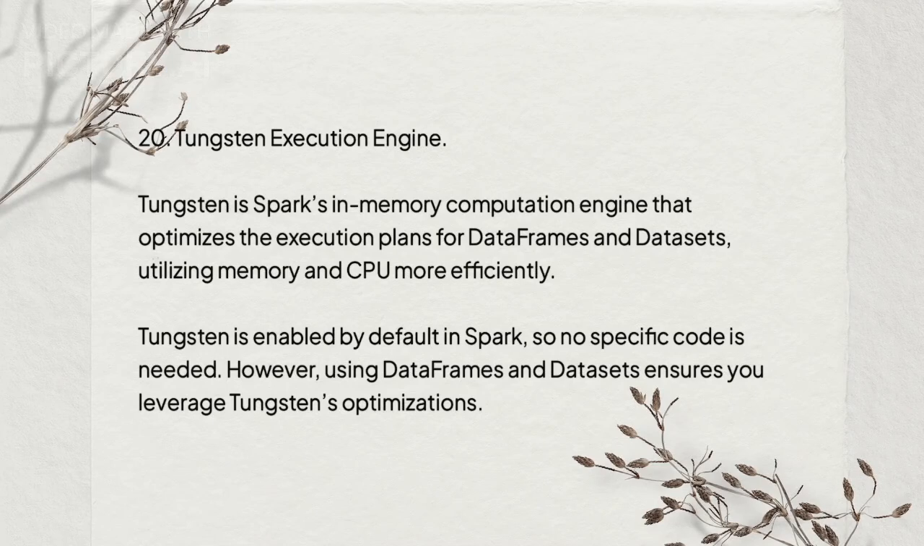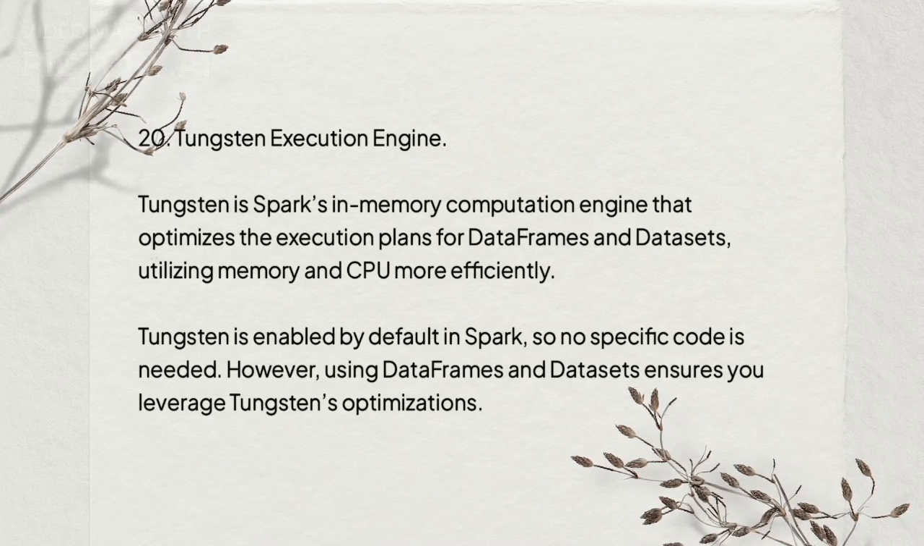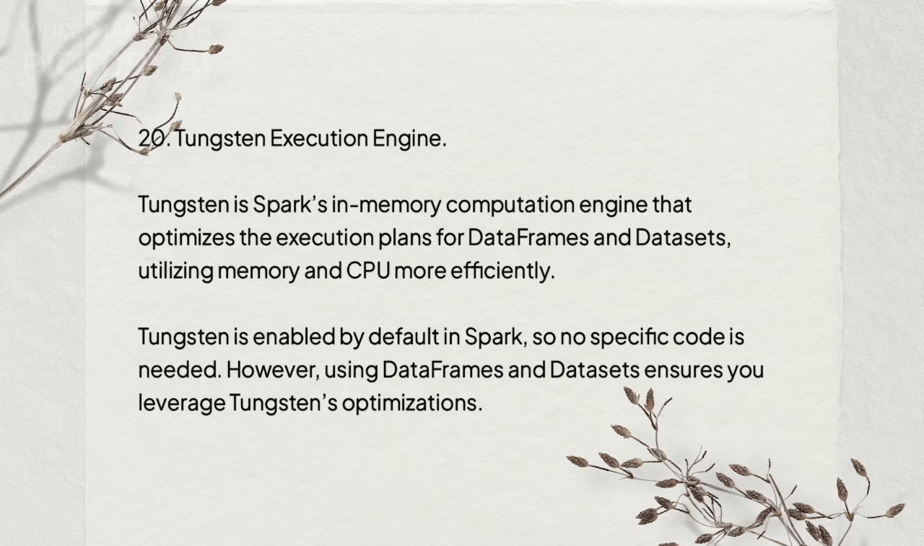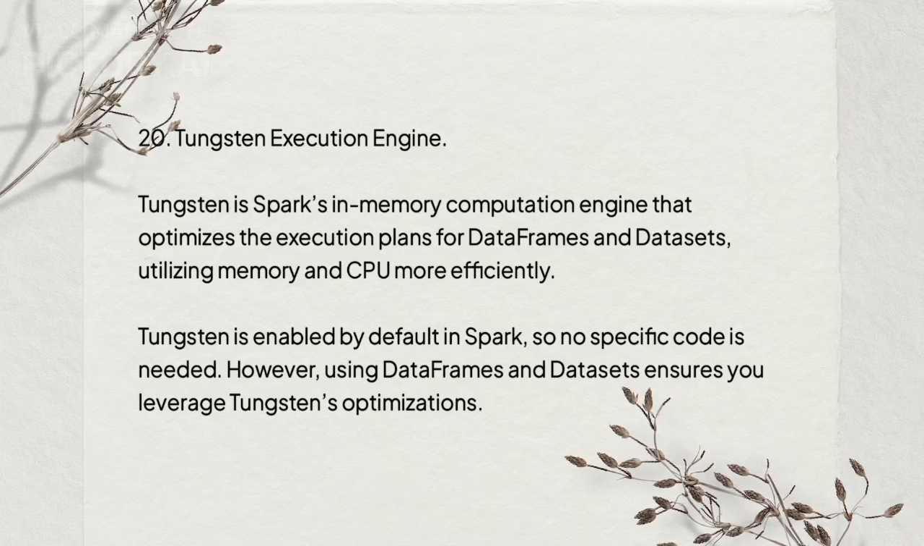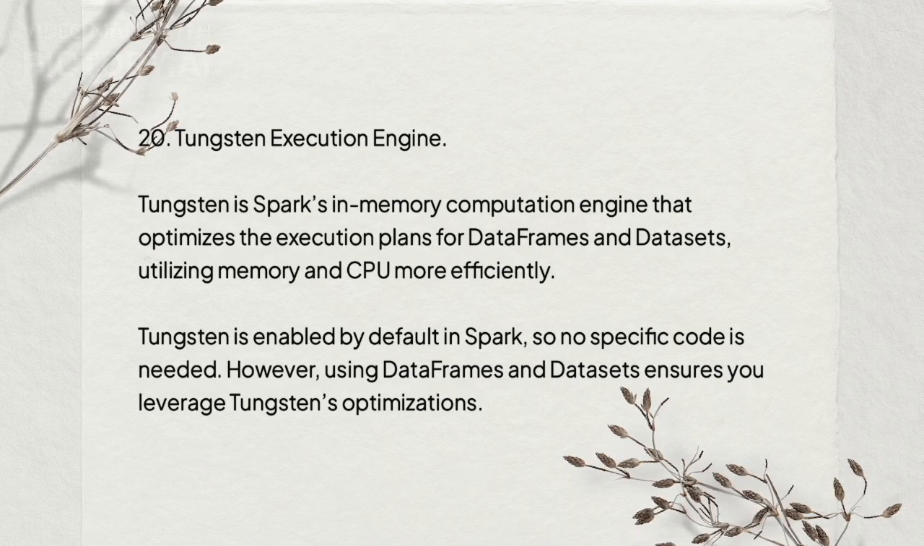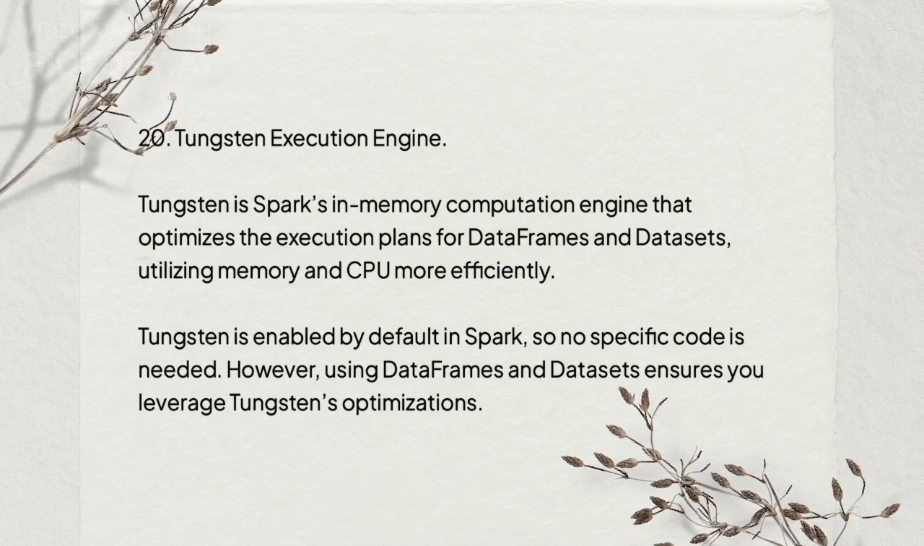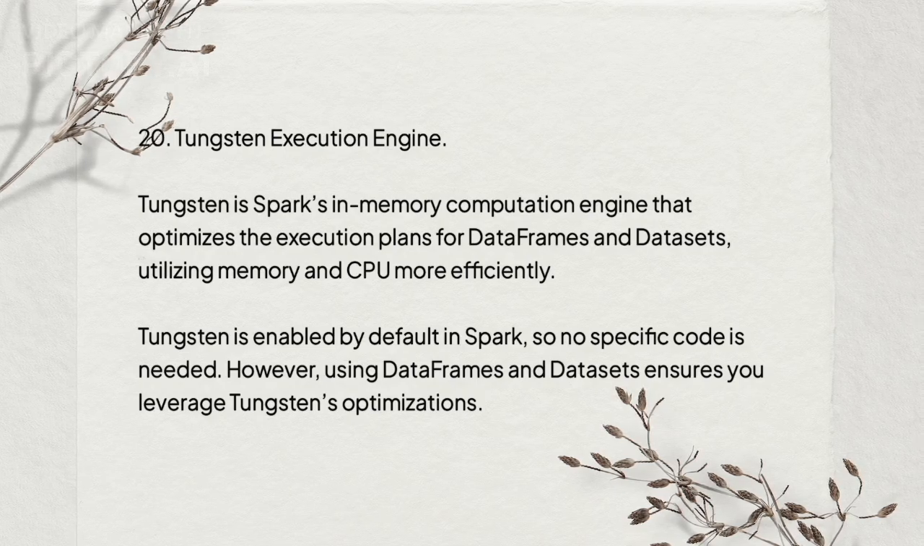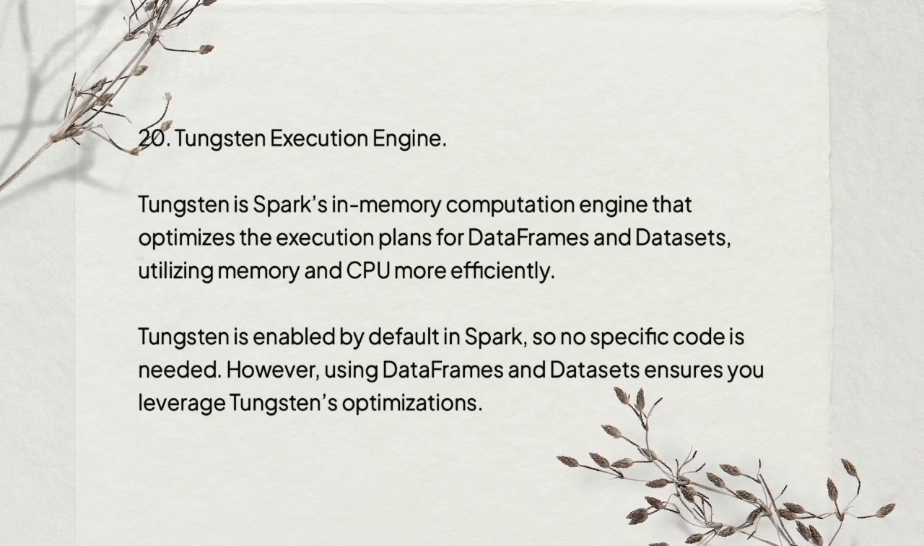20. Tungsten execution engine. Tungsten is Spark's in-memory computation engine that optimizes the execution plans for DataFrames and Datasets, utilizing memory and CPU more efficiently. Tungsten is enabled by default in Spark, so no specific code is needed. However, using DataFrames and Datasets ensures you leverage Tungsten's optimizations.